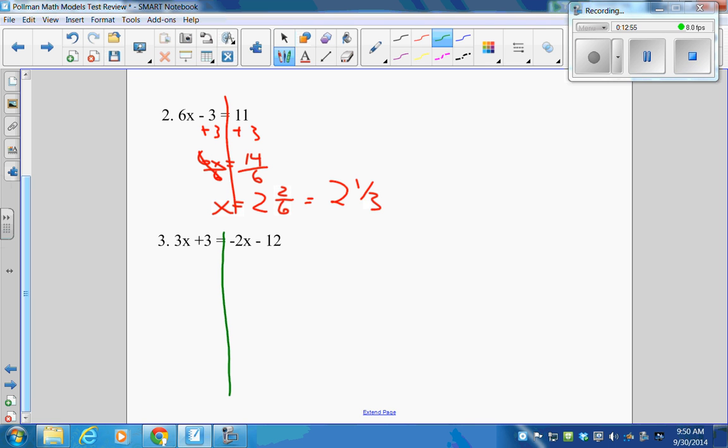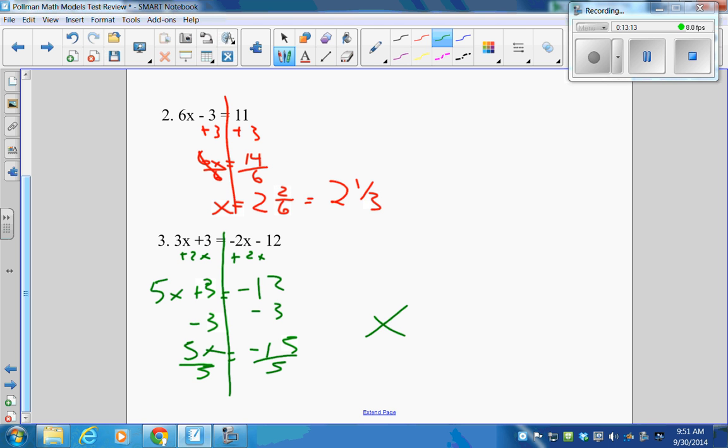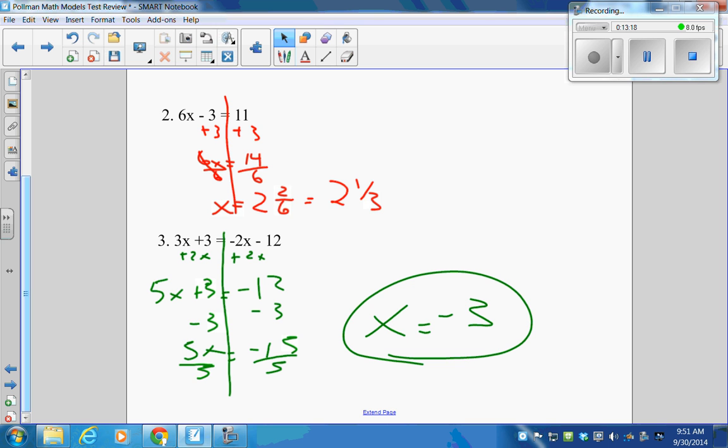Last one, and this one's a lot like the first one, another good one to know. Move my smallest variable. The opposite of negative 2x is positive 2x. That gives me 5x plus 3 equals negative 12. Minus 3, again, working with negatives. Negative 15 equals 5x. Divide by 5, divide by 5. x equals negative 3. Know how to do all 3 of those problems.